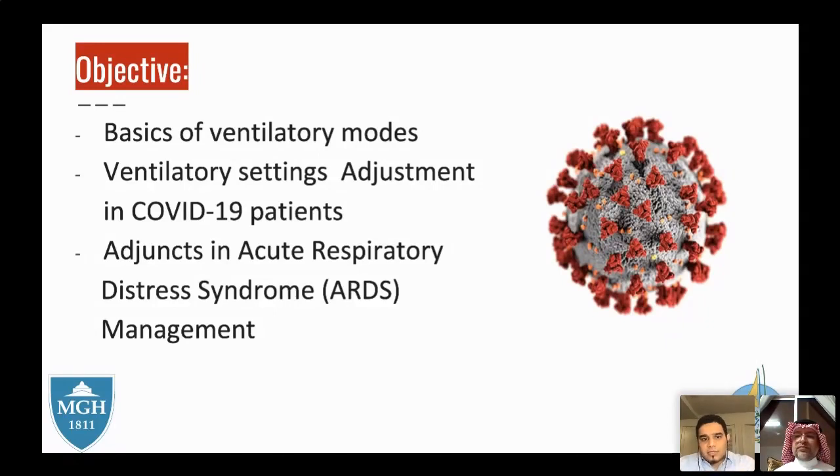The first topic is going to be the basics of mechanical ventilation and modes. Then we're going to talk about how to adjust the ventilatory settings for acute respiratory distress syndrome in a patient with COVID-19. After that, we're going to talk about alternative rescue measures for those patients who have problems with their oxygenation after you put them on mechanical ventilation. Between each one of these objectives, we're going to pause to ask questions, and if there are no more questions, we're going to proceed with the next topic.